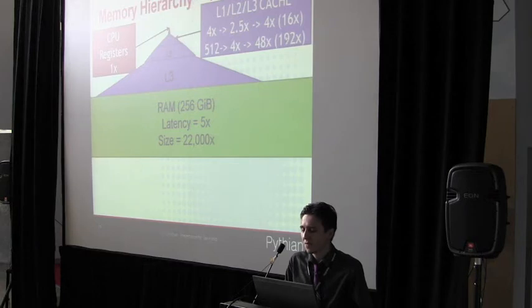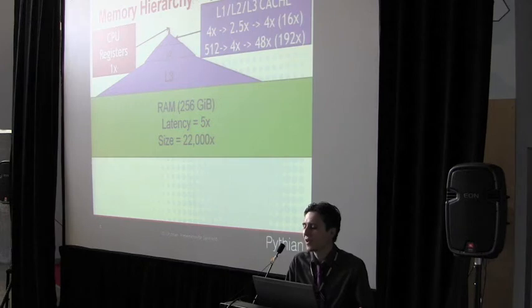So the difference between CPU registers and level 1 cache is 4x in latency. Level 2 cache to level 1 cache, 2.5x. Level 2 to level 3, 4x. And then the moment you get to RAM, underneath that is the difference in size. So CPU registers to level 1 cache is 512 times larger, right?